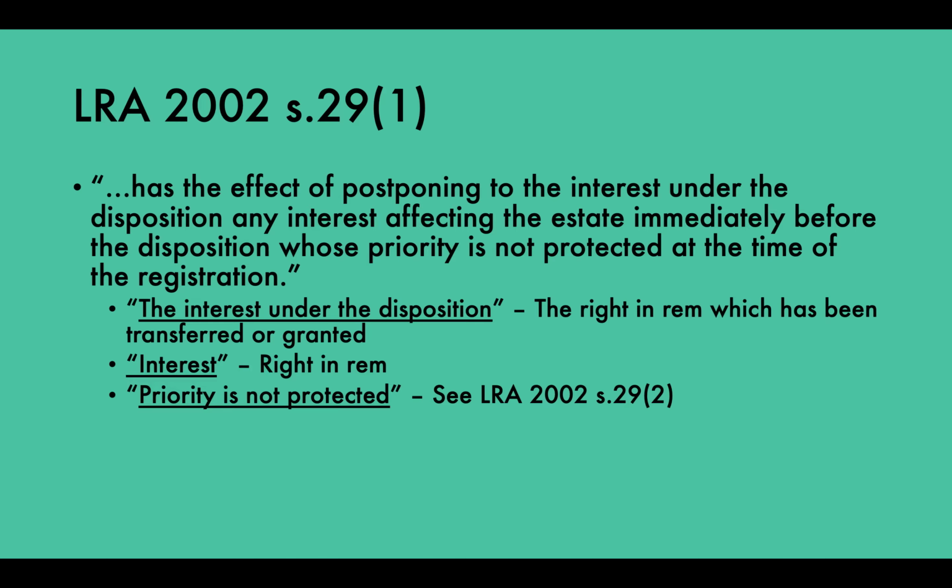If it has, then the new interest holder is going to be bound by it. If it hasn't been protected, then the new interest holder will take free of it. Okay, so everything hinges on whether the priority of a pre-existing right in rem has been protected. And that leads us on to section 29, subsection 2 of the Land Registration Act 2002.